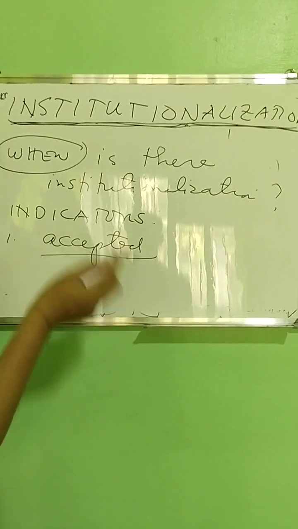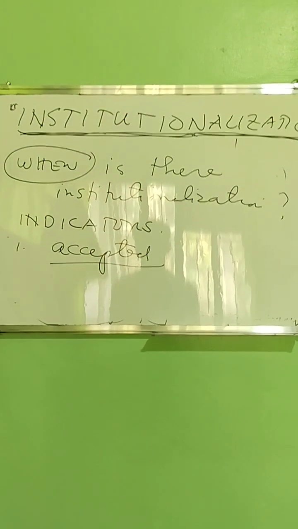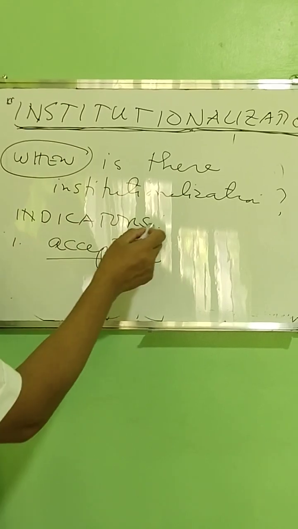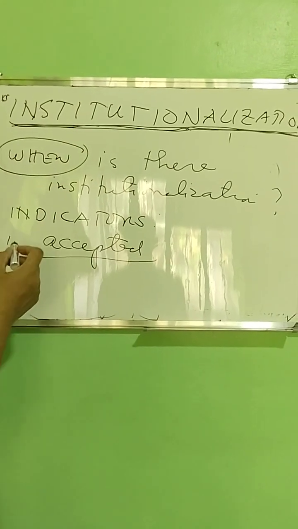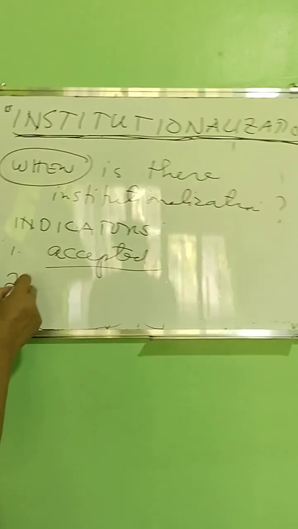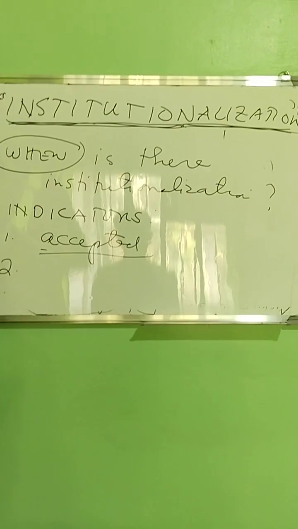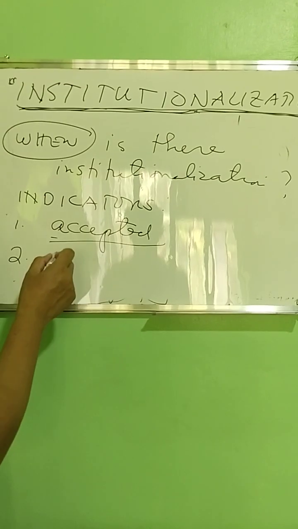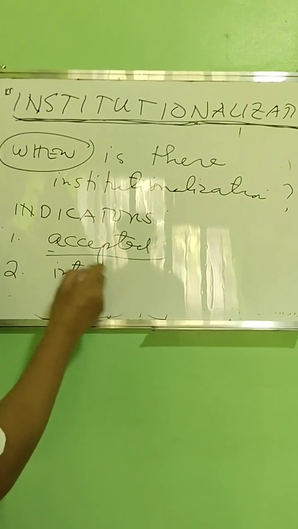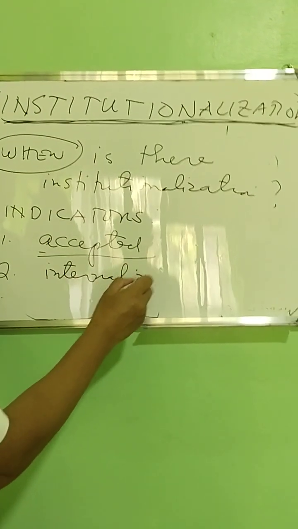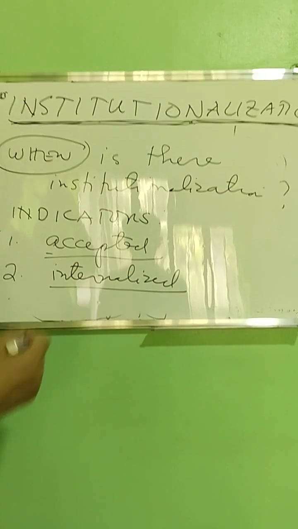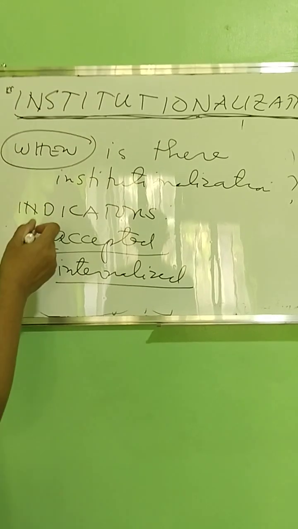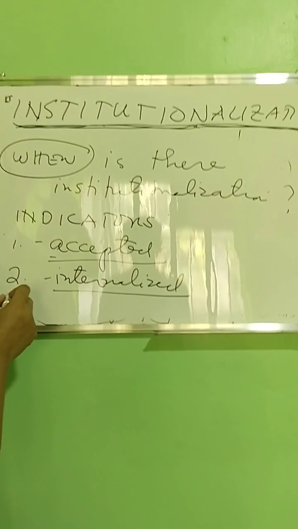If the members of an organization have come to accept those values and norms, then that is already an indication that there is institutionalization. What else aside from being accepted? The second is, of course, that those values and norms have been internalized by the members of that organization. So we can also say that there was institutionalization. I'm making it very simple for you to easily understand.